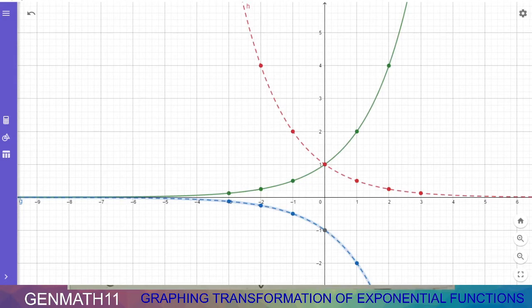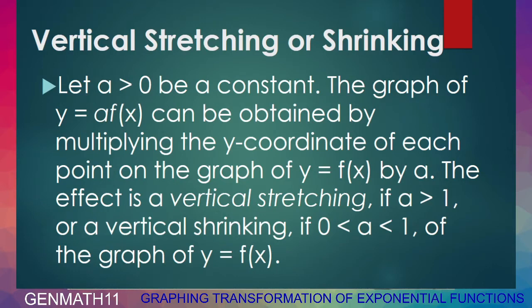So, tumungo naman tayo sa next example natin. May tinatawag tayong vertical stretching or shrinking. So, let A be greater than 0, B constant. The graph of y equals A f of x can be obtained by multiplying the y coordinate of each point on the graph of y equals f of x by A. So, the effect is a vertical stretching if A is greater than 1 or a vertical shrinking if A is greater than 0 but less than 1 of the graph y equals f of x.